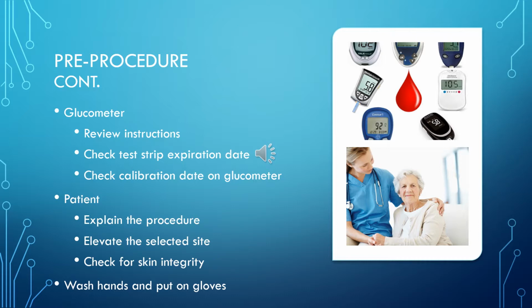Now, when we're preparing our equipment and we're getting ready for the procedure, we want to inspect the glucometer. We want to, first of all, make sure it's functioning. Make sure you review the instructions if you're not familiar or you haven't been trained on them. Check the test strips for expiration date, and then check the calibration date on the glucometer. Again, if you haven't been trained on how this is done, follow instructions or seek assistance from another nurse who is familiar with the equipment.